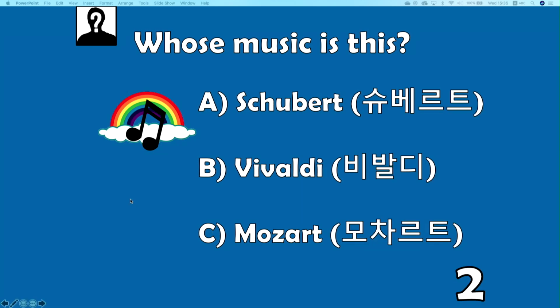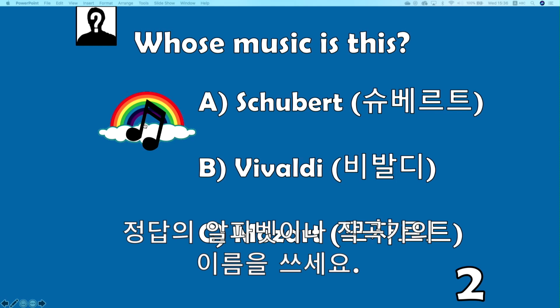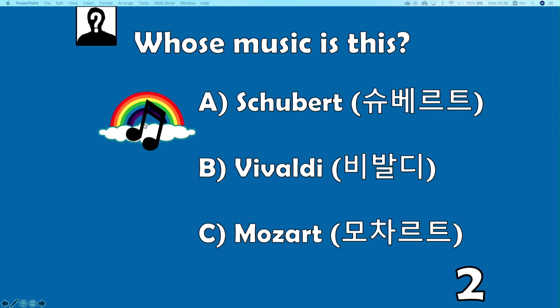Number 2. Listen first. Whose music is this? A. Schubert. B. Vivaldi. C. Mozart. Write the alphabet or composer's name, and press pause while you're working. Let's go to number 3.